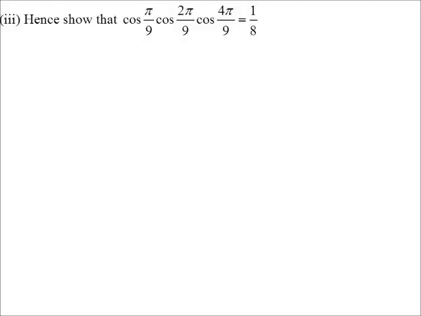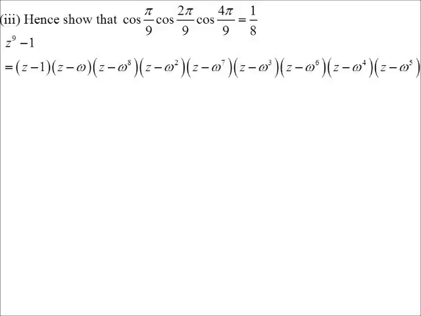Now comes the fun part. Okay, cos pi on 9 times cos 2 pi on 9 times cos 4 pi on 9 is equal to 1/8. Okay. Well, z to the power of 9 minus 1. I know it'll factorise to be this.